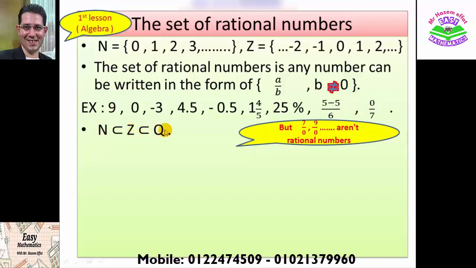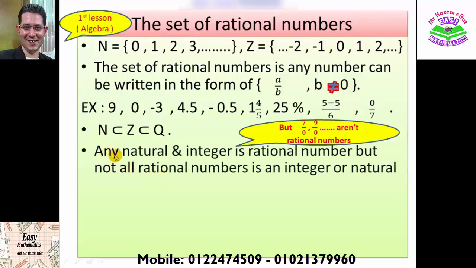Okay? And we know that the set of natural numbers is a subset of set Z, and set Z is a subset of set Q, which is the set of rational numbers. The set of rational numbers is abbreviated as capital Q. And we note here also that any natural and integer number is a rational number, as we have studied before. But not all rational numbers are integers or natural.